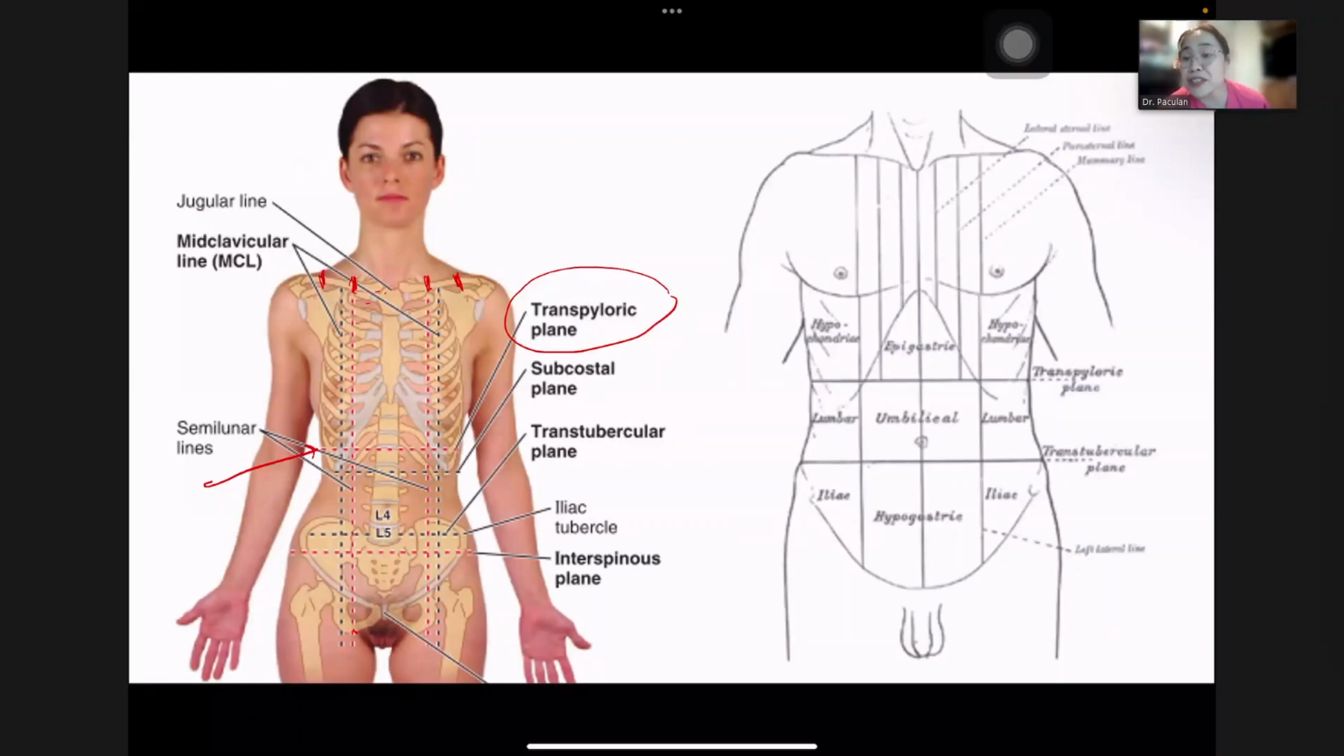Now, the transverse plane is different. Its partner is the interspinous plane. So you might confuse yourself during the theoretical exam. This might not be asked in the practical exam, but it will definitely be asked in the theoreticals. So the transpyloric plane is paired with the interspinous plane. The other one I showed you in the previous slide is your midclavicular line, paired with your subcostal plane. But the transpyloric plane goes with the interspinous plane.